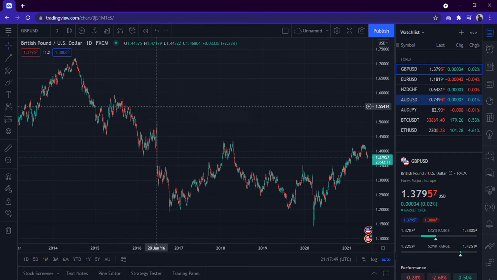Backtesting on TradingView comes with the paid packages. Any package that is paid for has the ability to backtest on particular time frames. In case you have any questions, put them in the comments and let me know, and I'll try to reply as early as possible. So as I was saying, backtesting only comes with a paid TradingView package.